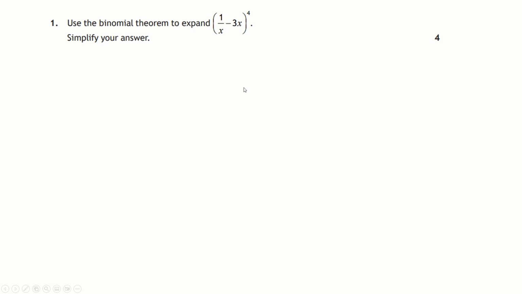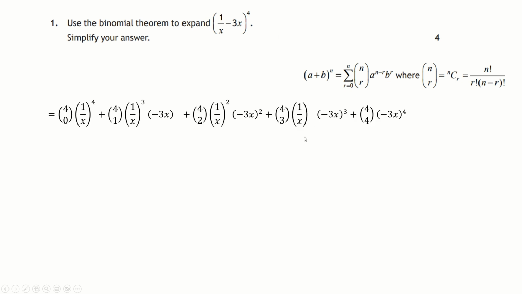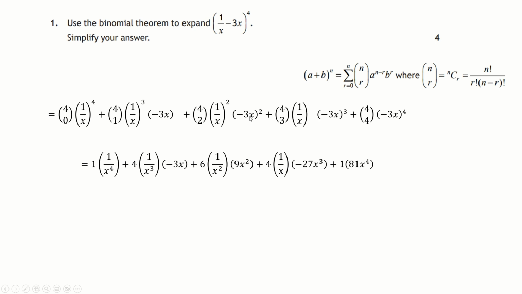Question 1 then. Binomial theorem. If you look at your formula sheet, you should see this thing here. It's relatively straightforward. Just plug in 1 over x as a, minus 3x as b, and 4 as n, and you should get this. You do have to know how to calculate 4 choose 2, but it's given right here, so it should be doable. Simplify, and you get this as your answer.